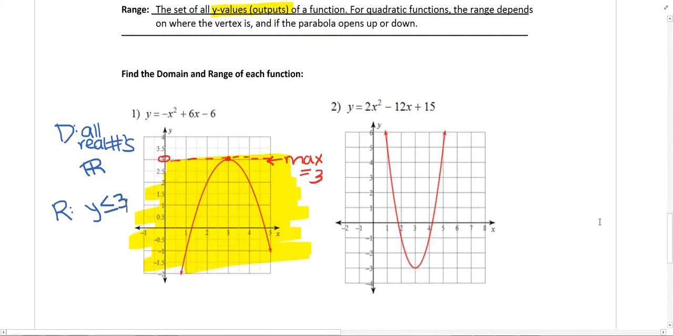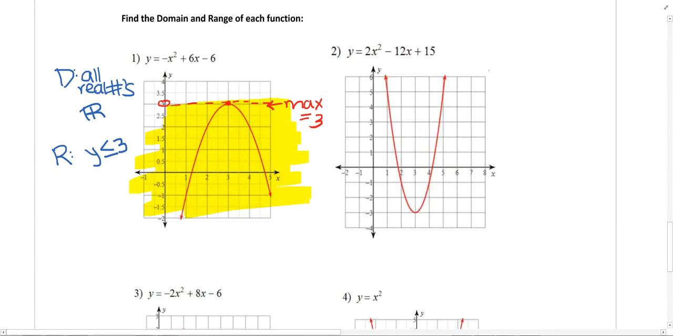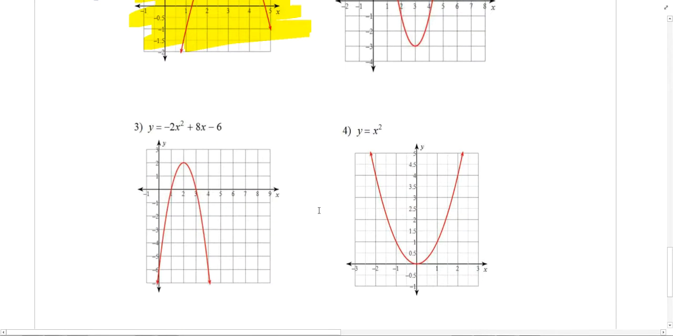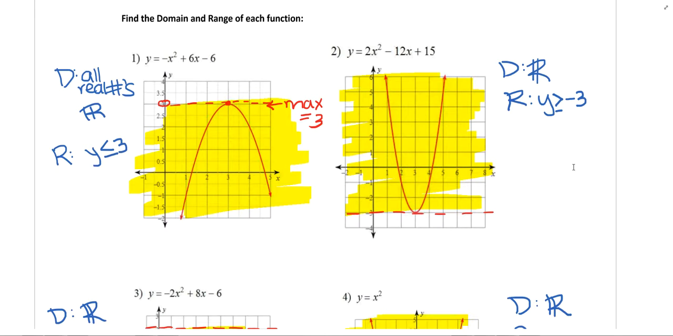So that's your range. I'm not going to write the domain for all of these because it's always all real numbers, but let's just focus on finding the range for all of these. So go ahead and pause the video and see if you can find the range for 2, 3, and 4. Okay, so let's take a look at each of these.